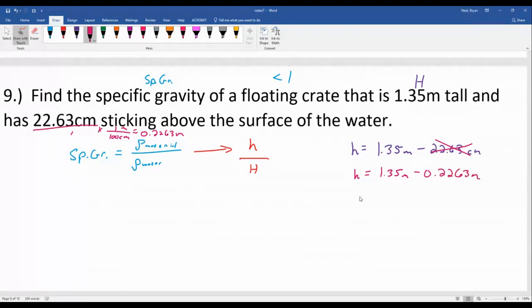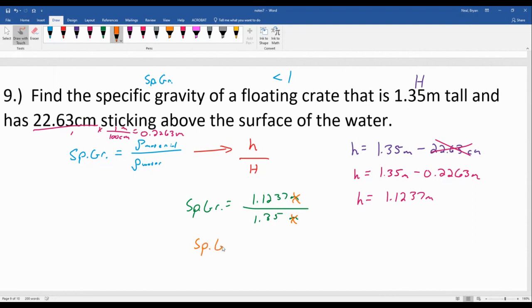But here, once we can find the difference, we can find the part that's underwater. It's 1.1237. Then we have everything we need, we can plug in. So the little h is the thing we just had to work and find. Then the capital H is the full height of the crate, which has been sitting in the question the whole time. The units are going to cancel. So meters and meters are going to go away.